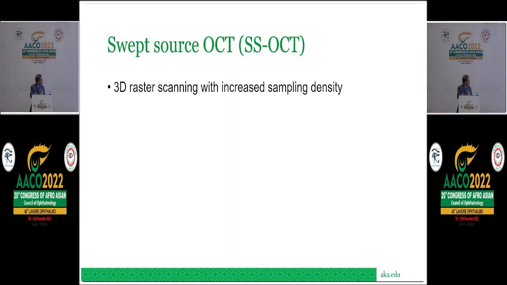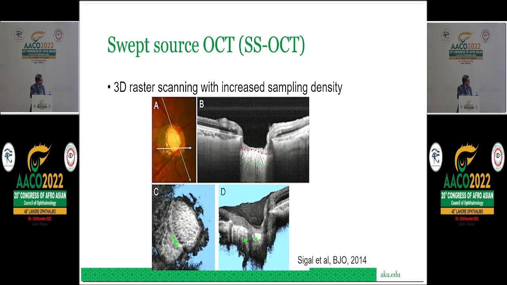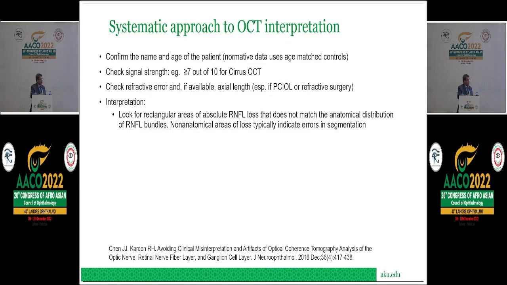Now the other is swept source OCT, which gives you enhanced sampling as well. And with swept source, you can reconstruct the lamina cribrosa quite nicely. All right, so there's a number of things that in the future will help us as well.